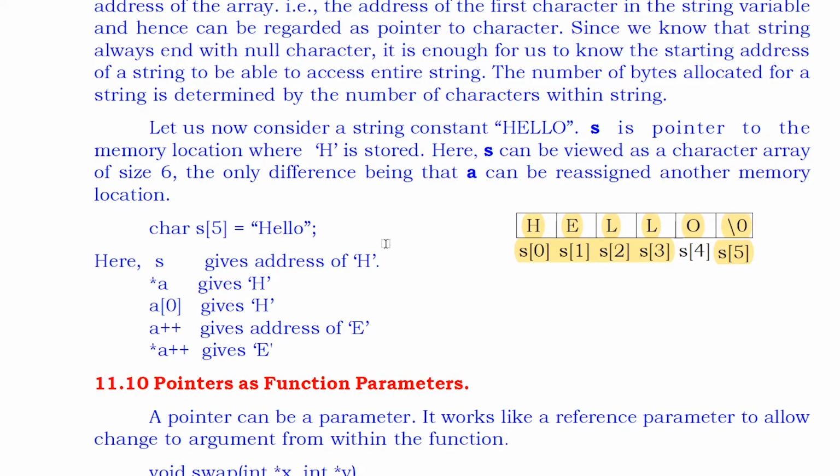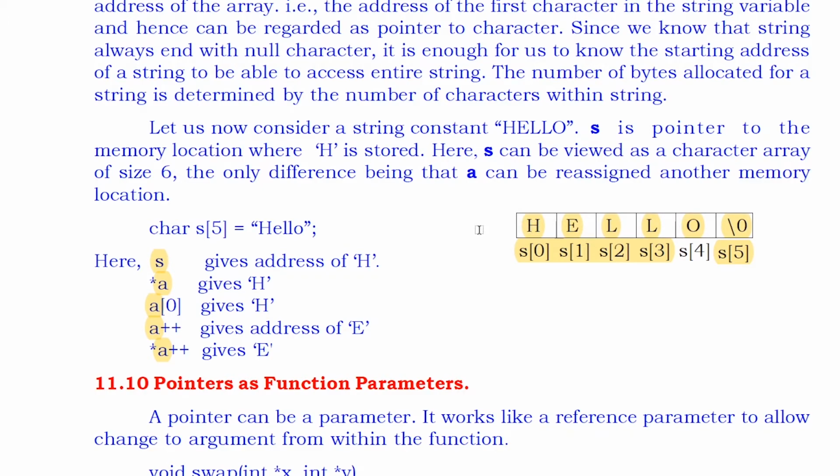So I created an array s. There is a printing mistake here, these are all s. Now this is our initialized string, the constant hello. Here s gives the address of h. If it is 1025, then s contains 1025, not h. But when I use star s, that will give you the value h, not the address of h.